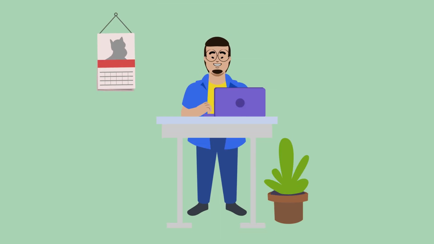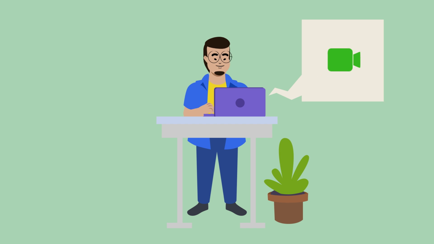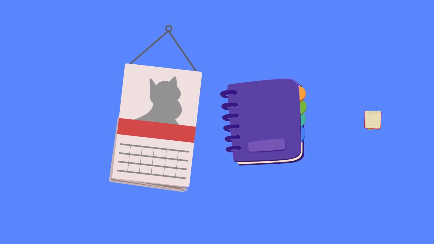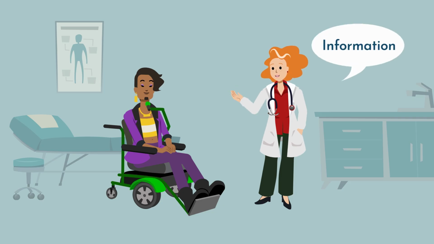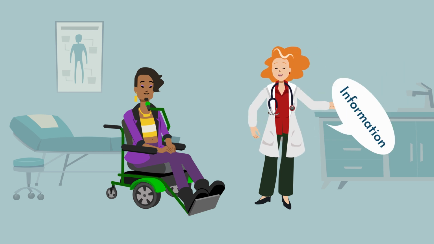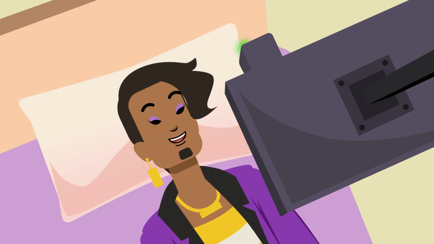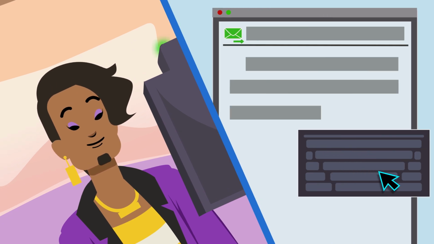You don't want to miss deadlines for submitting important documents or meetings with people who could help you with your problem. Tools like calendars, planners, lists, and phone reminders can help you stay on track. Whenever you get information or decisions from healthcare professionals, government agencies, and other organizations, ask for it in writing. And always follow up if you haven't gotten the documents or information you asked for.